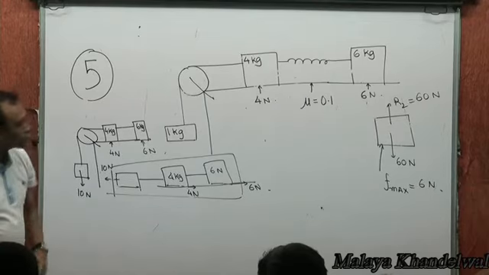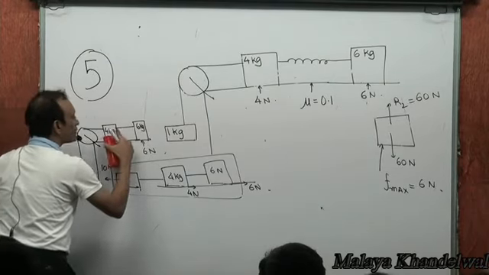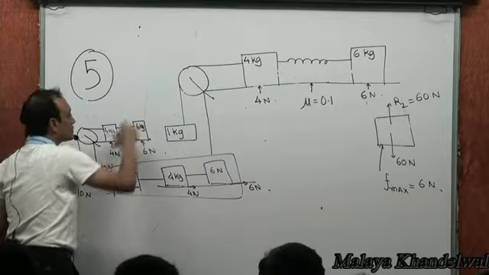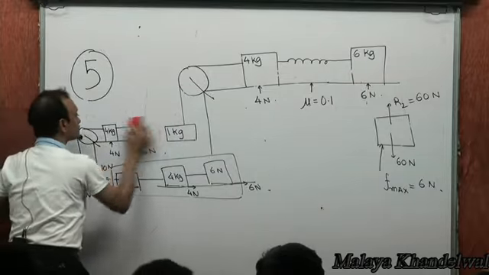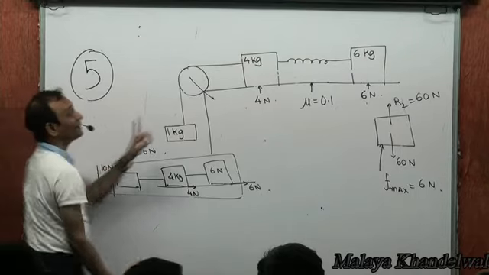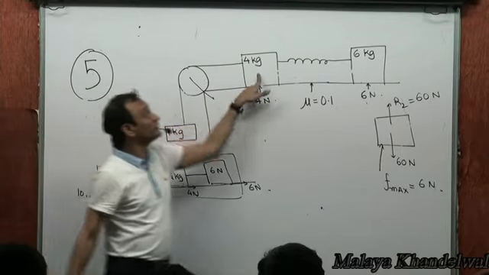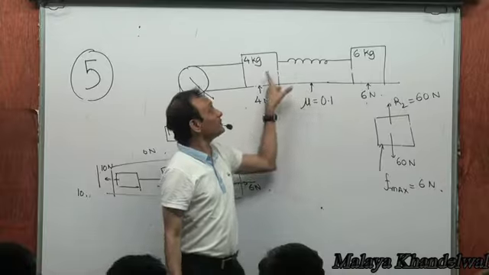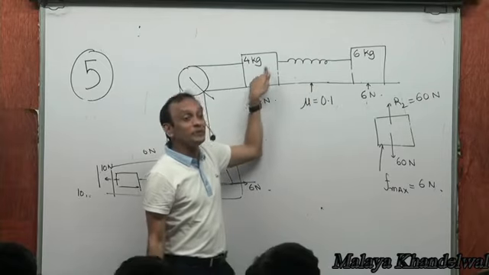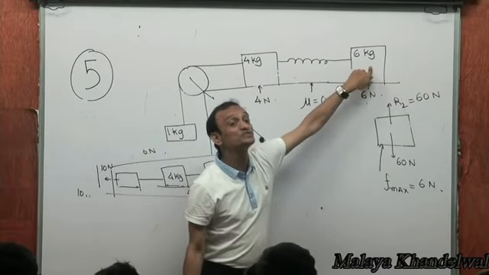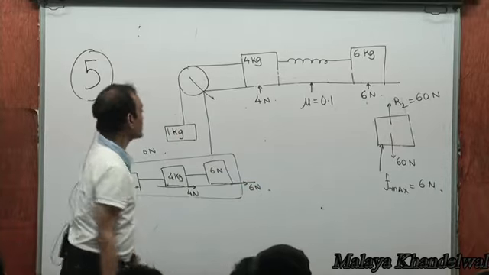Now, in a situation where instead of this being a string, this is a spring, it's possible then that this moves and this does not move. That's possible, isn't it? Because this is a spring, it's possible that this moves and this does not move, right?